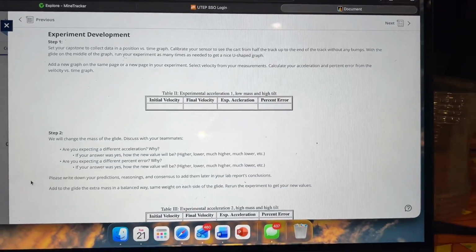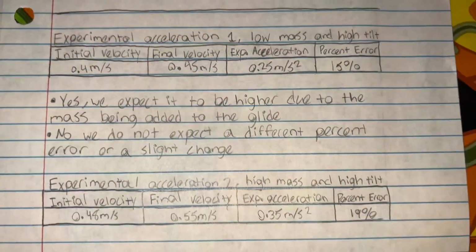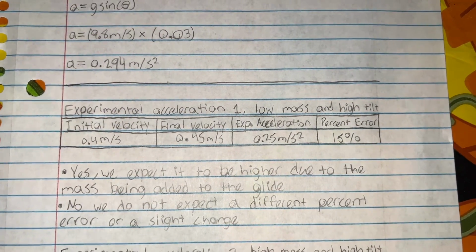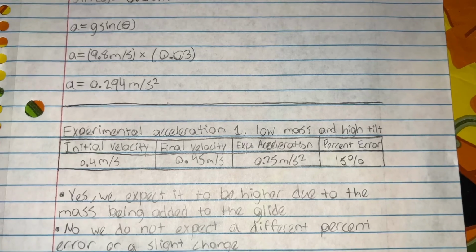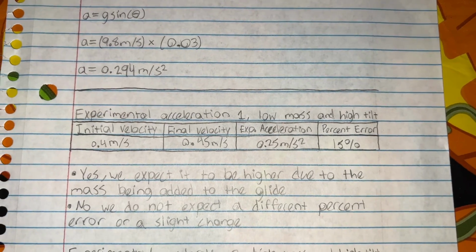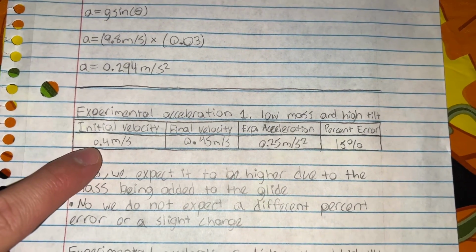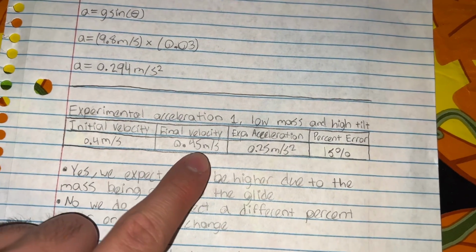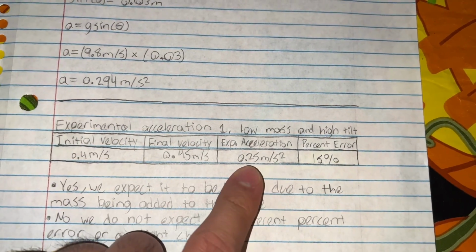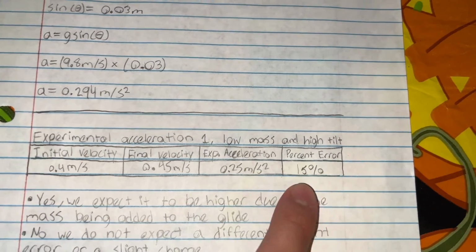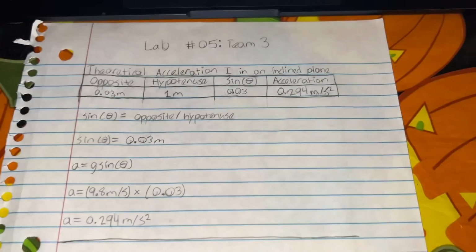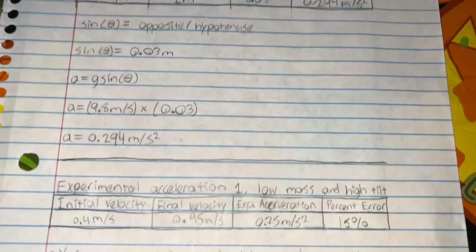And these are the graphs here. This is gonna be for our first experiment acceleration, which was a low mass and a high tilt. So we found out that our initial velocity is 0.4 meters per second. This was our final velocity. And this is the acceleration overall in the experiment. And this was the percent error that we were able to get compared to this acceleration as well.